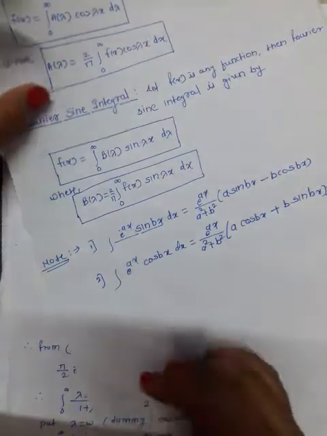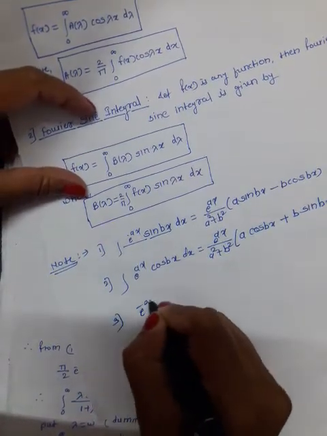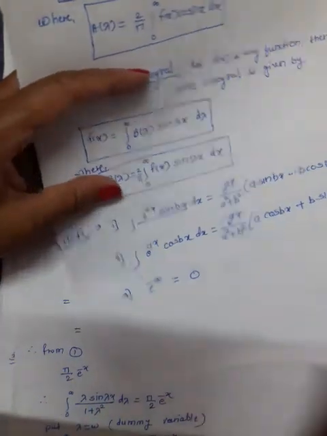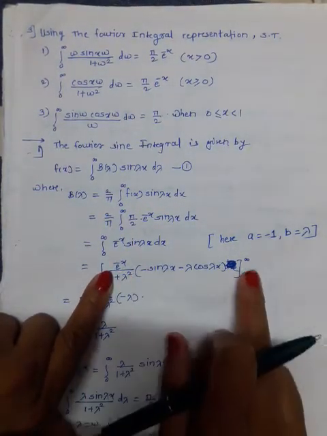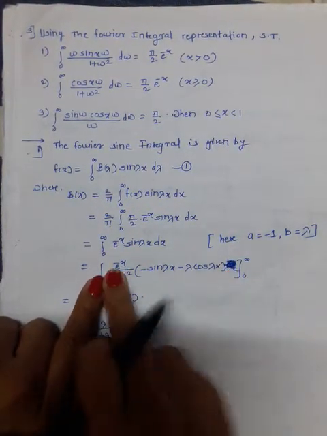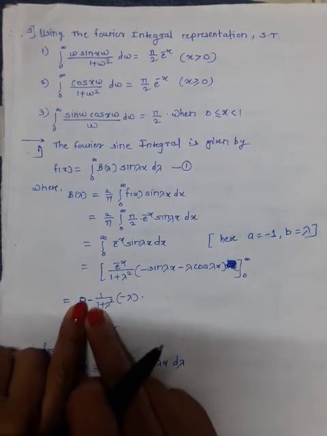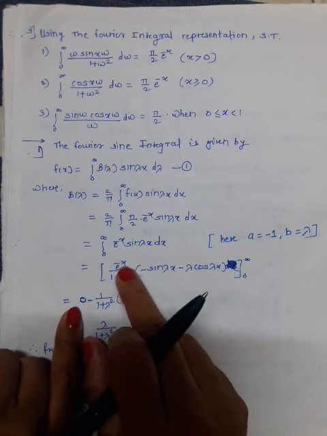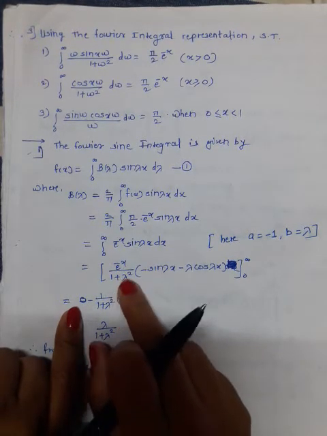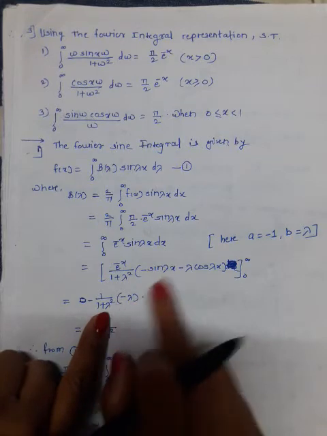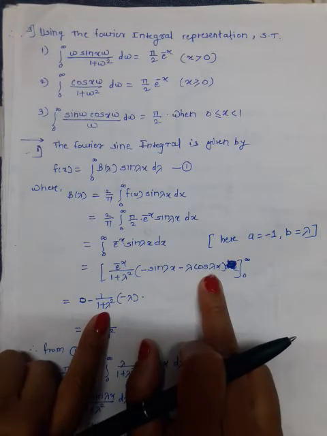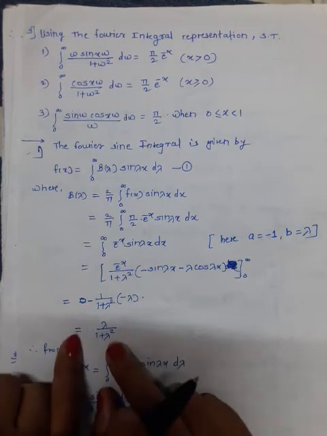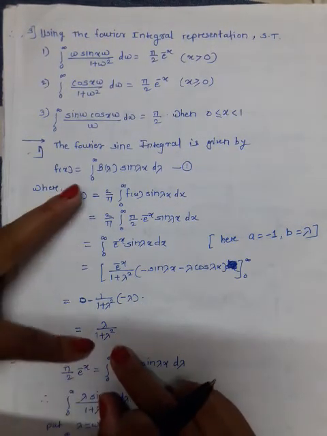Now put the values here. We know already what e raised to minus infinity is: 0. Remember that. And anything raised to 0 is 1. Now put the upper limit first: e raised to minus infinity is 0, so the total term becomes 0 for the upper limit. Now minus lower limit, you have to put 0 in x. e raised to minus 0 is 1 upon 1 plus lambda square into bracket as it is. Sin 0 is 0, cos 0 is 1, so the answer for the bracket is minus lambda. Now minus minus gets plus. The answer is lambda upon 1 plus lambda square.